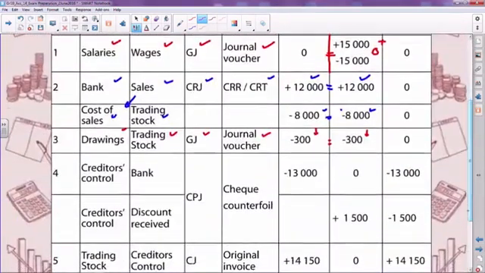Here it is. So your creditors control, both instances go down. Why? Firstly, because we received money. We placed that money in the bank. So therefore CPJ, check counterfoil was used, but now the discount received. Again, discount received, I'm getting an income. And now let's go and look at my equation. Am I balancing it? Yes.